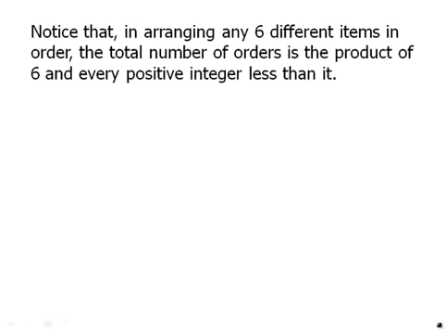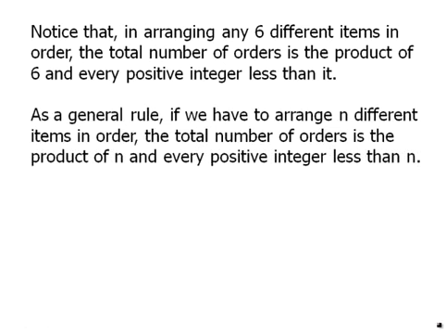Notice that in arranging any 6 different items in order, the total number of orders is the product of 6 and every positive integer less than it. So that would be 720 orders for any 6 distinct items with no restrictions. And in general, if we have to arrange n different items in order, the total number of orders is the product of n times every positive integer less than n.